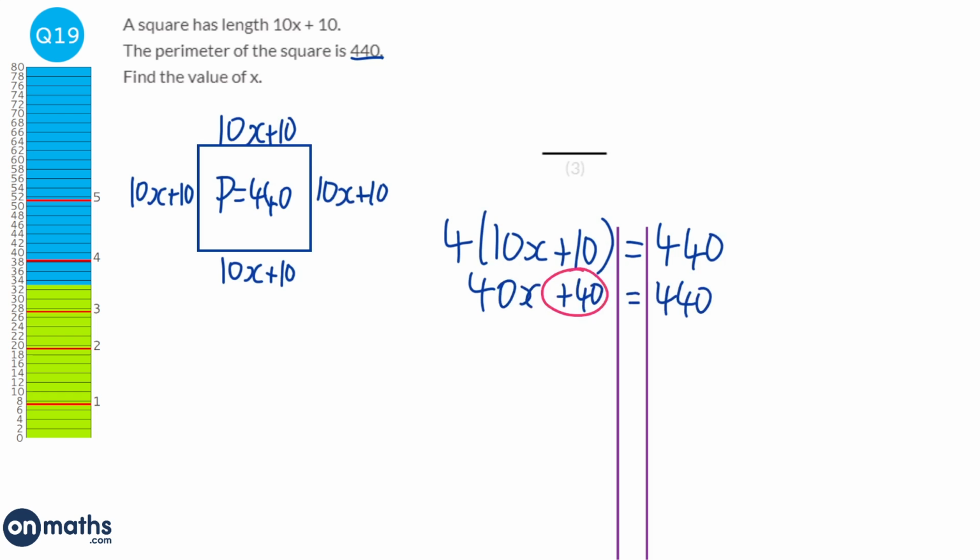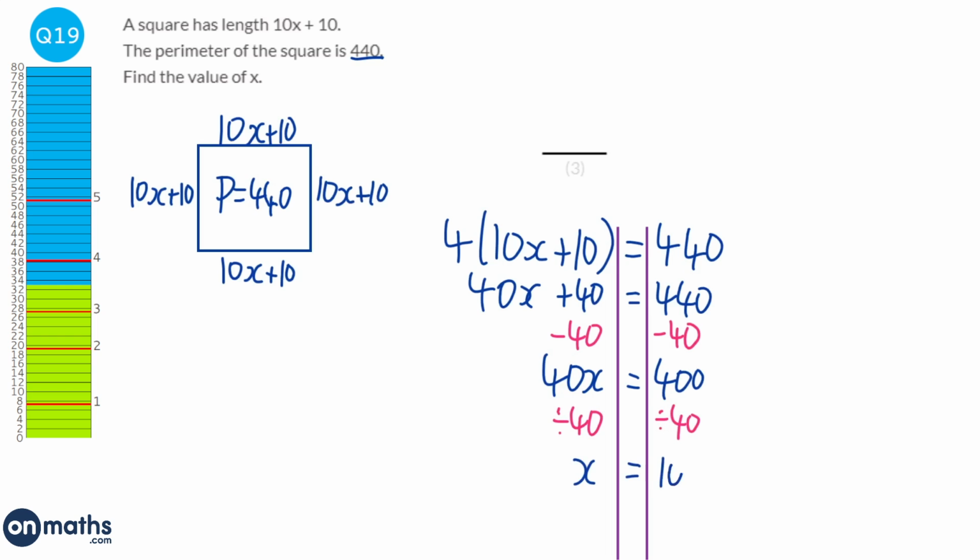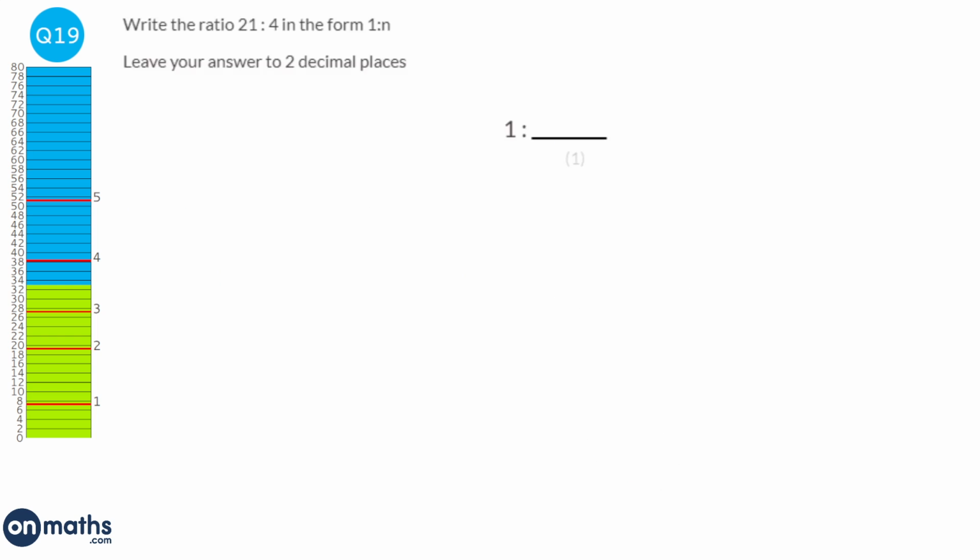Then we're going to get rid of the plus 40 first, so take away 40 both sides. And so that would be 40x equals 400. And then we get rid of the 40 before the x, so we divide both sides by 40. And we've got x equals 10. So our answer is 10.